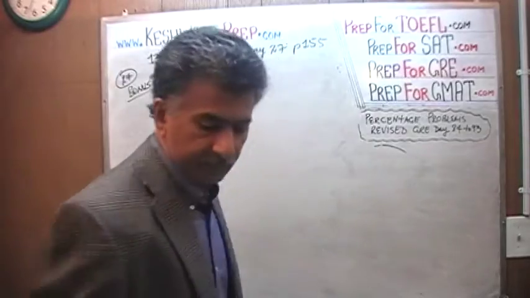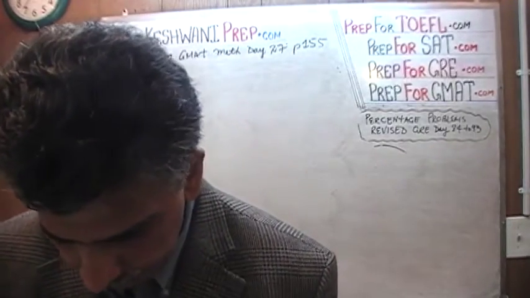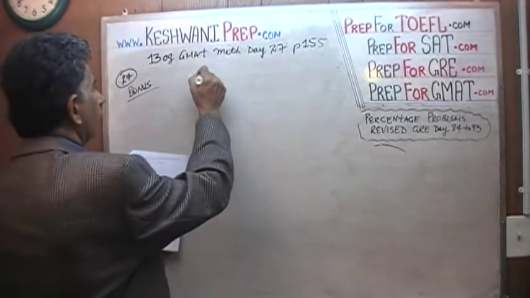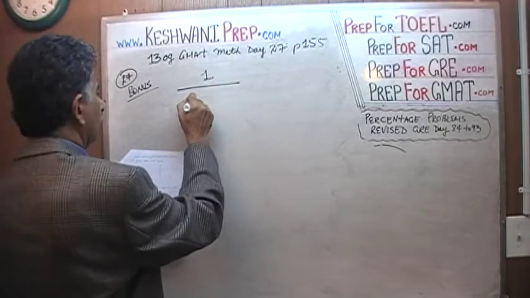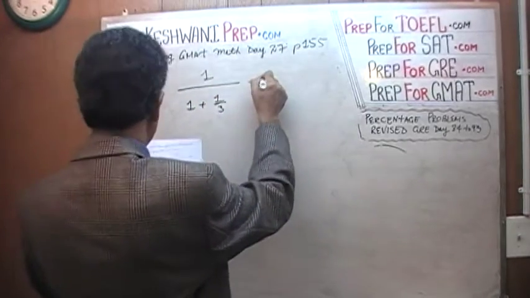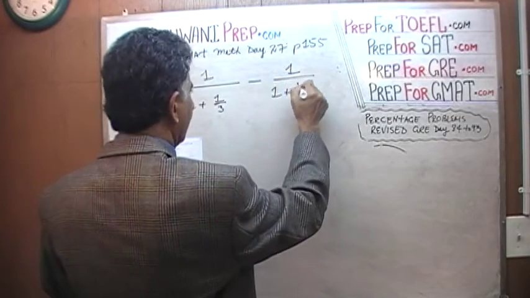The one that they gave us in the book is very, very similar. Nothing changes. 1 over 1 plus 1/3 minus 1 over 1 plus 1/2.